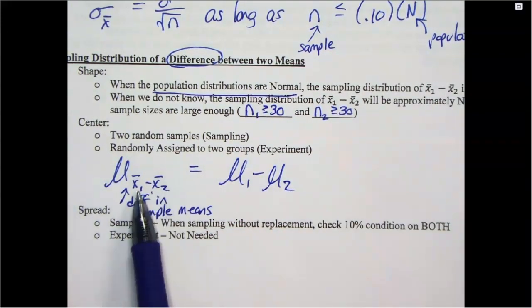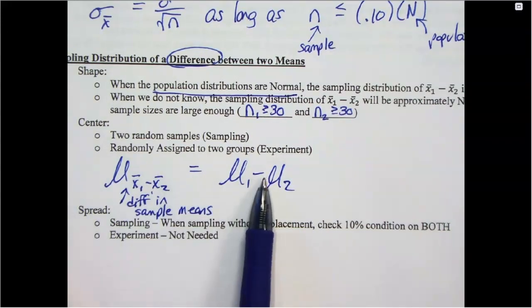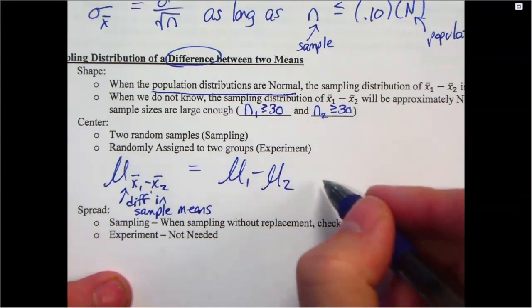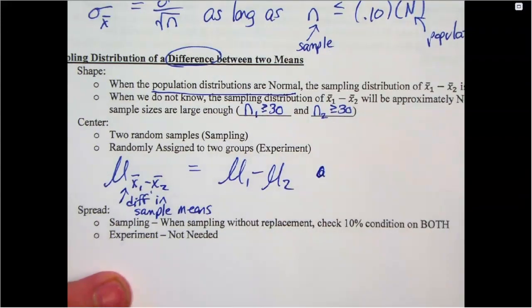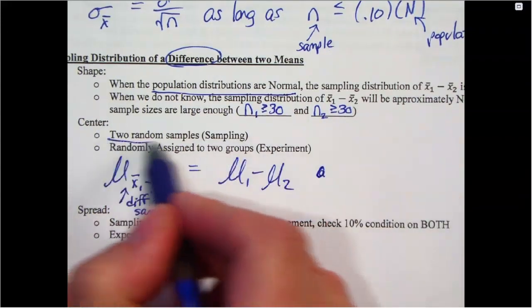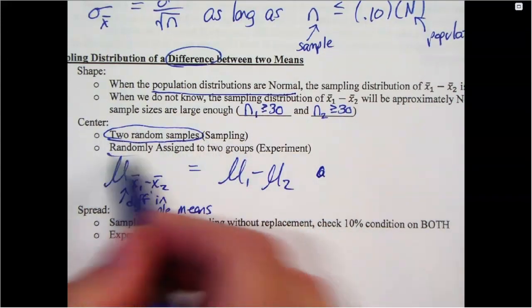So our sample means should be the same as the population means as long as what? Oh, I guess it says it right there. Yeah. It says two random samples right there. Random.